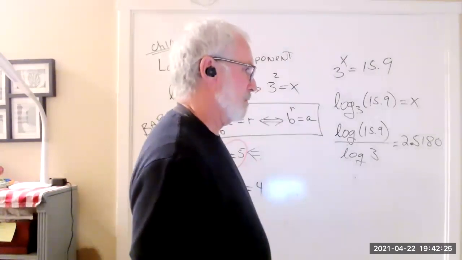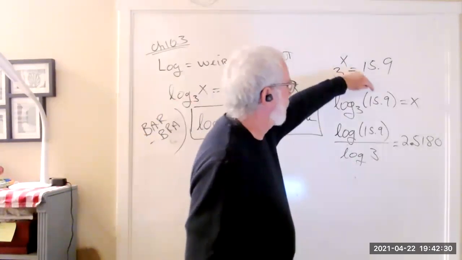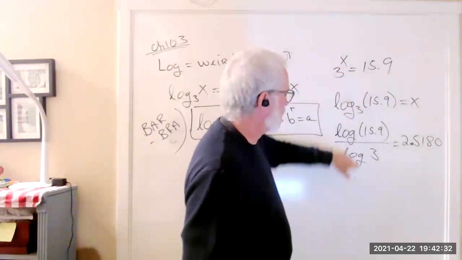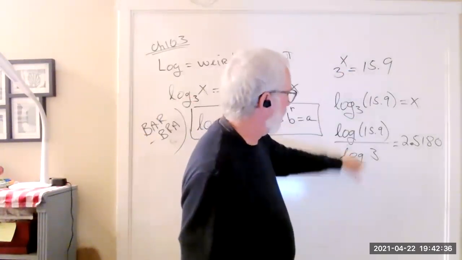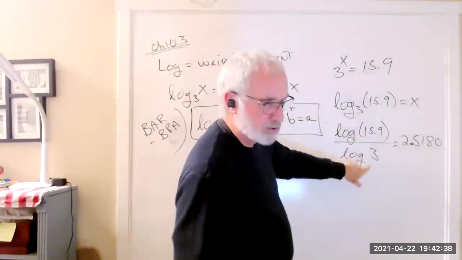If it's log of 3 over log of 15.9, divided by log? Yeah, the big number is on top, the base is on bottom. Okay, that's why it's called a base. Got it. The base is on the bottom. Base 3 goes to the bottom.